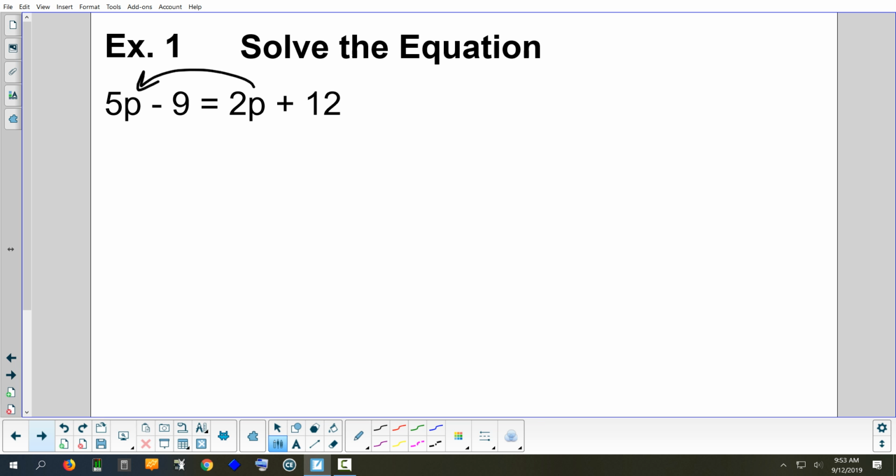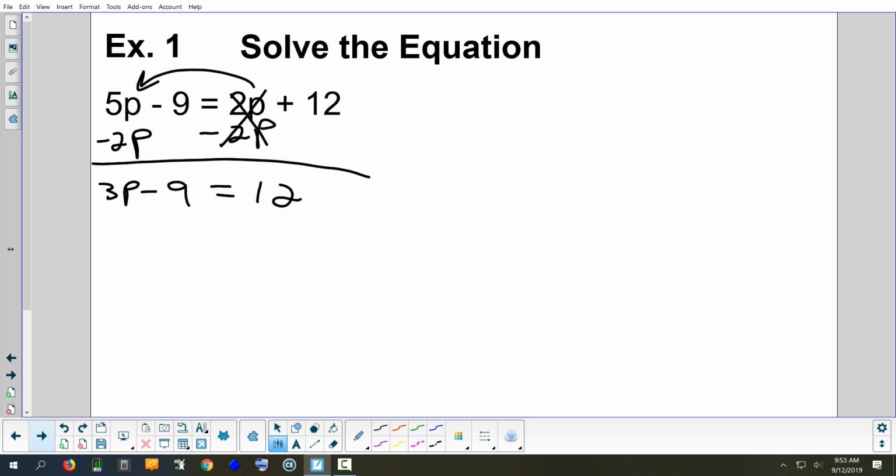So, how do you move the 2P to the left? Subtract. Subtract how much? 2P. Subtract 2P. Can you tell me what I'm going to get when I do that? You're going to get 0 and 3P. All right, so go ahead and read off the whole equation for me. 3P minus 9 equals positive 12.